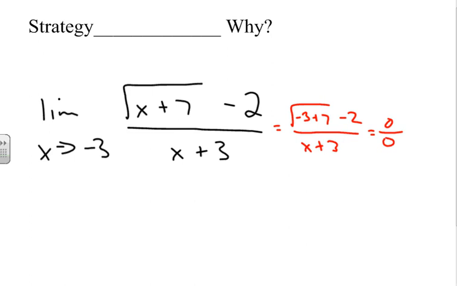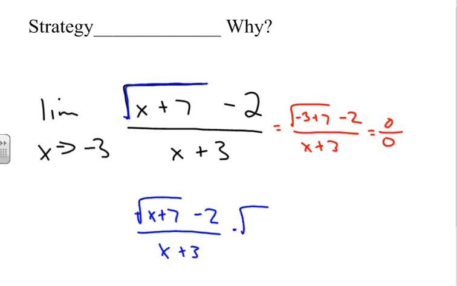Once we get 0 over 0, we know we're going to have to do some additional work. 0 over 0 means direct substitution doesn't work. I see the square root, so that means we'll probably use the conjugate technique. The conjugate we're using is the one that's associated with the square root.